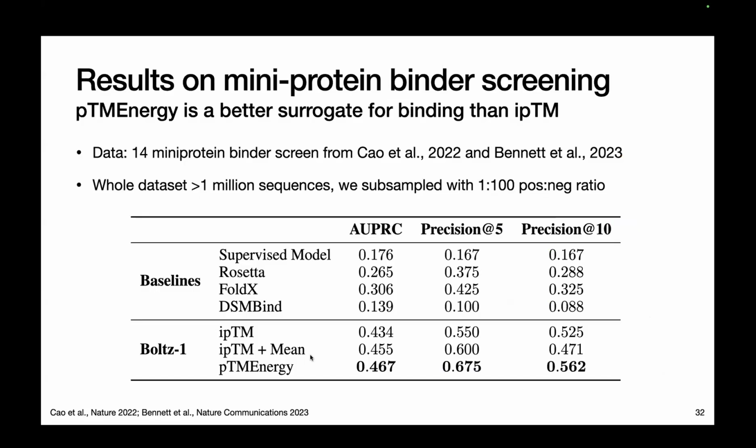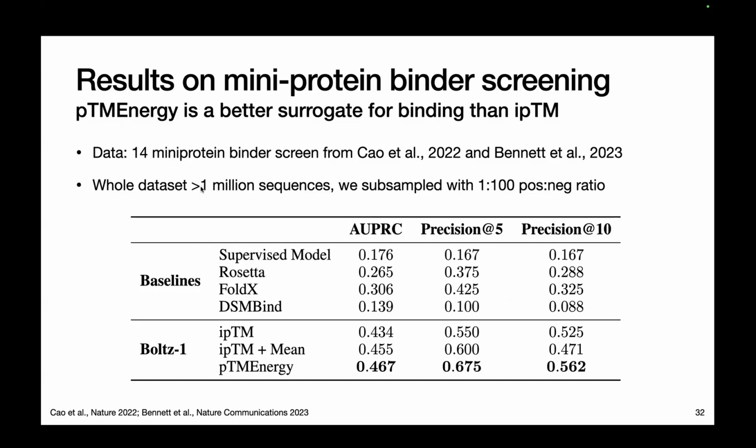So let's first look at how well this PTM energy does in distinguishing binders from non-binders. Here, we took about 14 mini protein binder screens from two papers published in David Baker's lab. They conducted about 14 different binder screens that they designed using either their older Rosetta-like physics-based models or more recent Rosetta RFdiffusion models. And some are binders, some are non-binders.